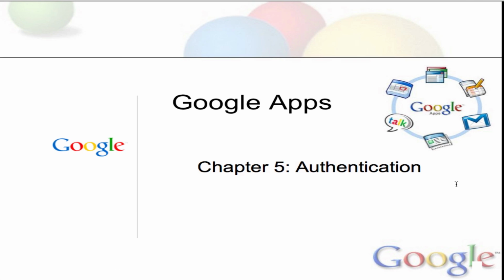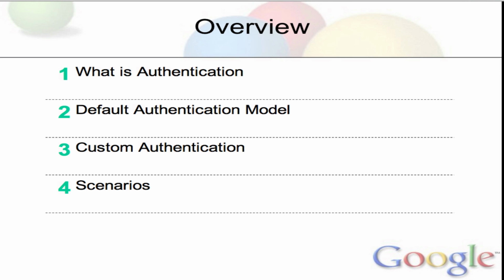Authentication. In this topic, we're going to take a look at authentication. Specifically, we're going to take a look at single sign-on for your Google Apps domain. In the topic list, we're going to take a look at what is authentication, the default authentication model, building a custom authentication model, which is typically a single sign-on system, and most importantly, scenarios and the architecture of those scenarios.